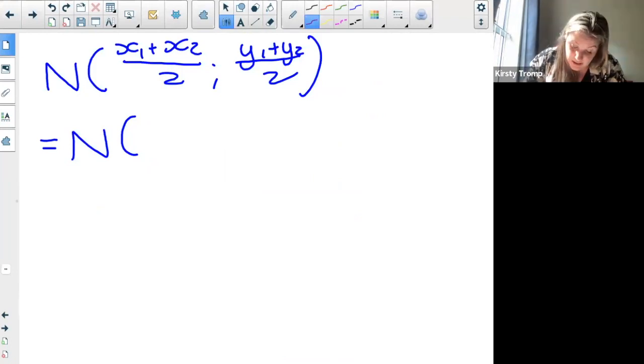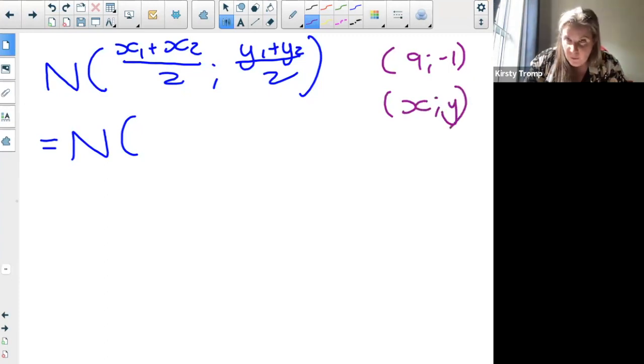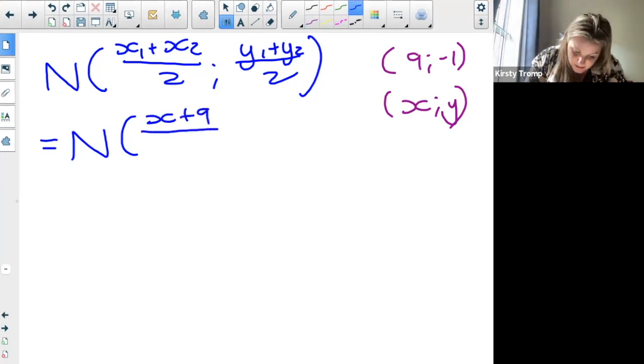So my 2 points: the one was 9 is to -1, and the other point was x is to y. Right. So if I'm subbing those in, I'm going to have x, because that's my x, plus 9 over 2, and y plus -1 over 2.